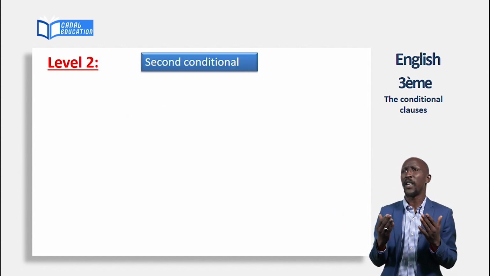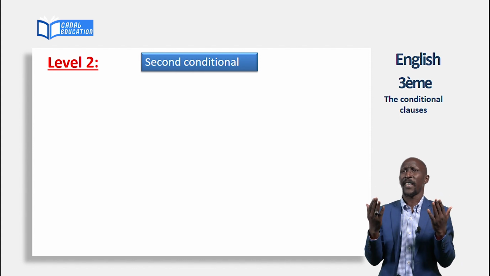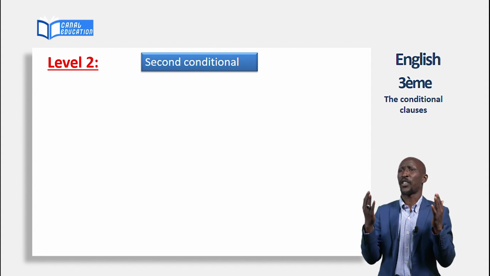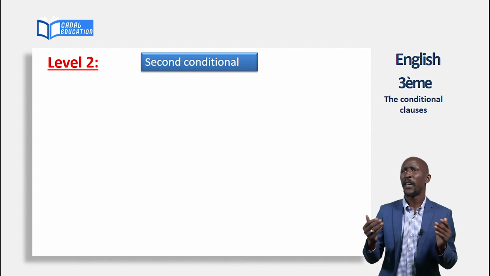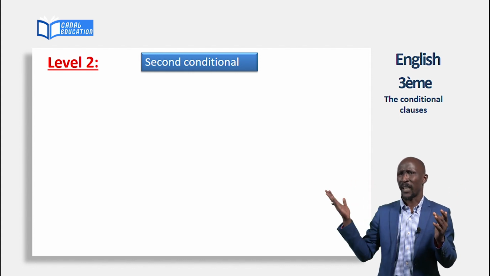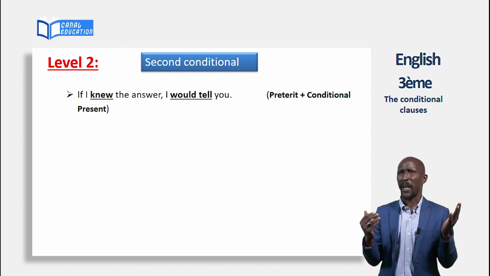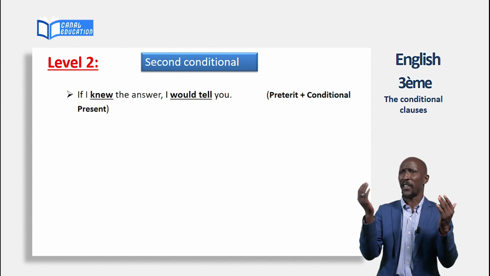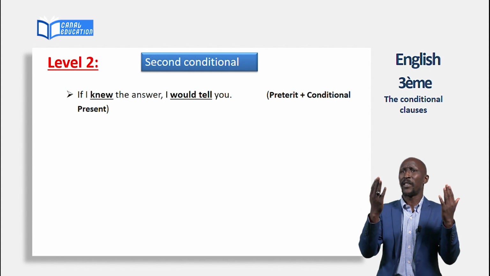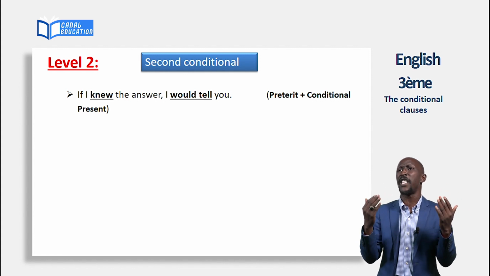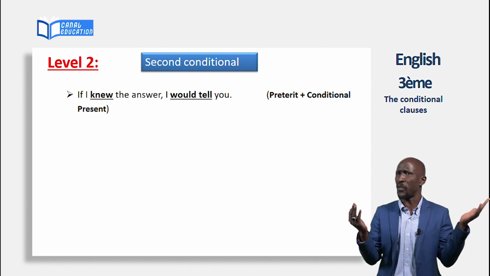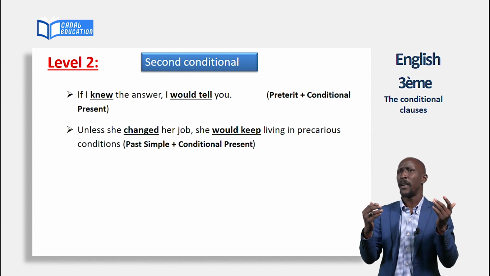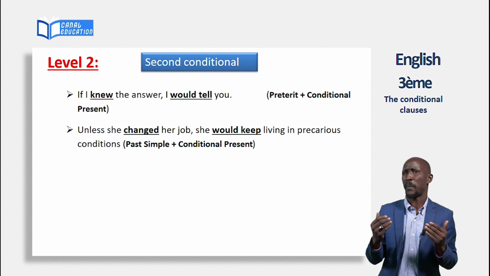Now we are going to deal with the second conditional. The second conditional is the association of the simple past in the subordinate clause and the conditional present or present conditional in the main clause. Here also the order of the sentence is not important. I give the example of if I knew the answer, I would tell you, which can also be I would tell you if I knew the answer. You see that would tell is the present conditional and knew is the simple past.